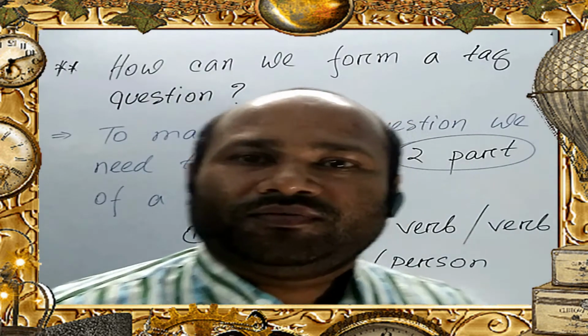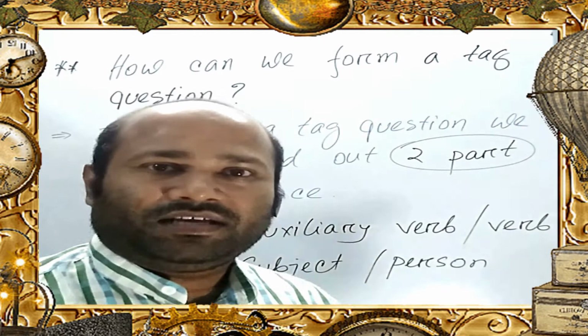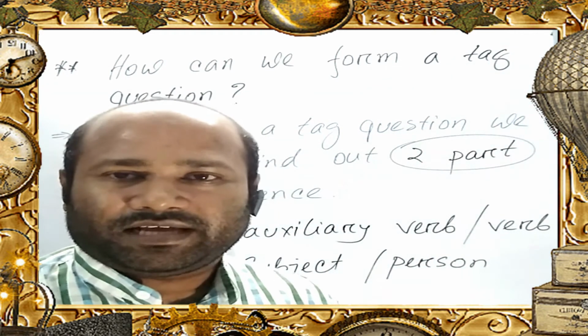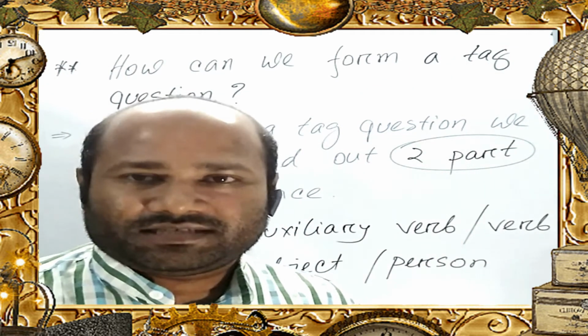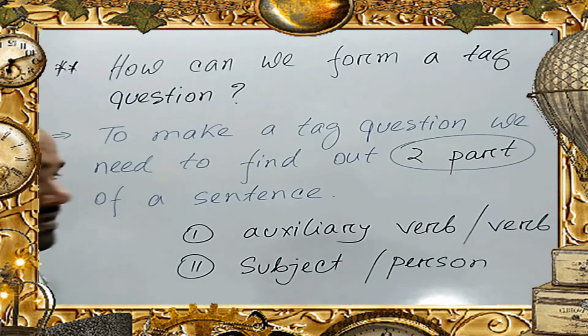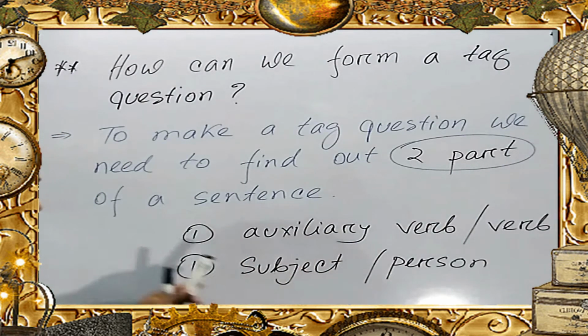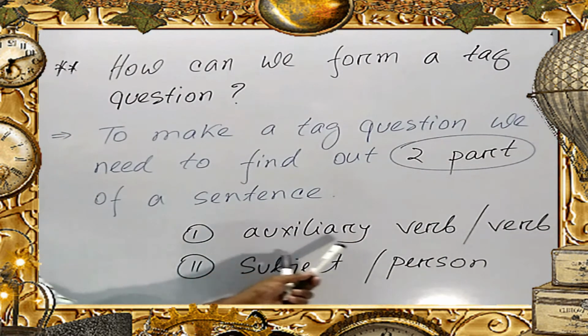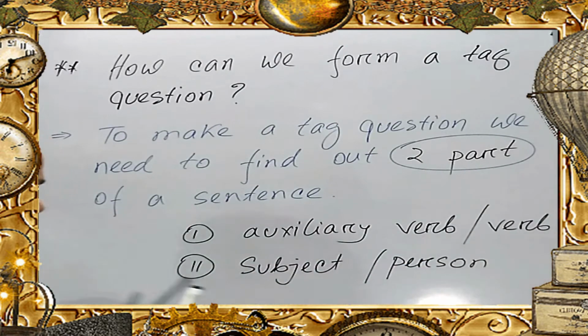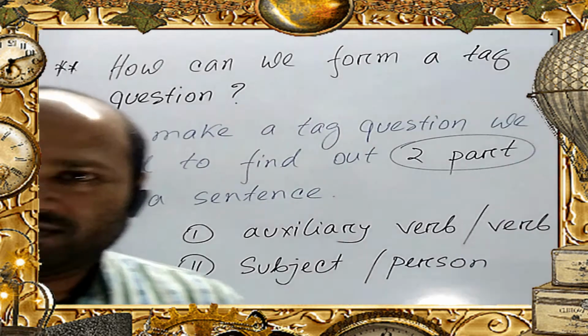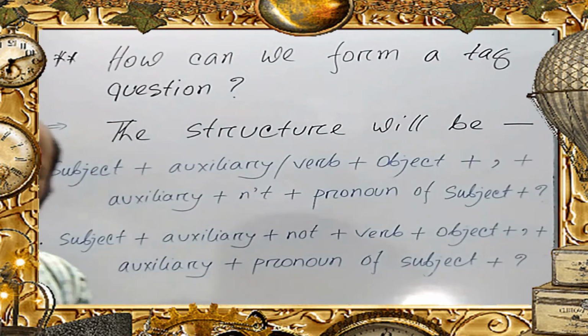Then we should follow a structure, and you have to make the tag question following this structure. So what are the two parts? First of all, you have to find out auxiliary verb or verb. Then second, you have to find out subject or person. There will be two structures of a tag question. First of all, you can clearly see the difference.